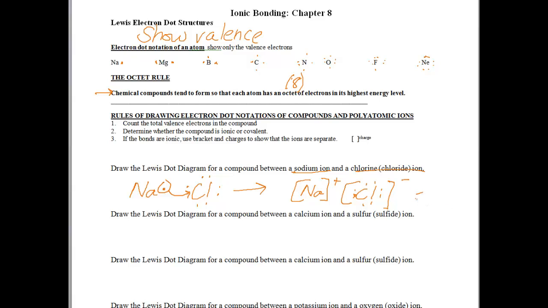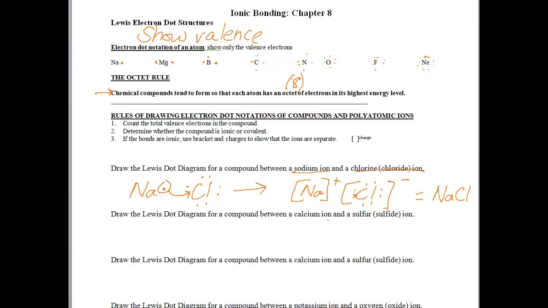But when we write the compound, we take off the charges and we'll just write NaCl. But this is why it's 1 to 1. Sodium is going to give 1, chlorine wants to take 1. It's a 1 to 1 ratio, so we show it as just a 1 to 1, no subscripts needed.